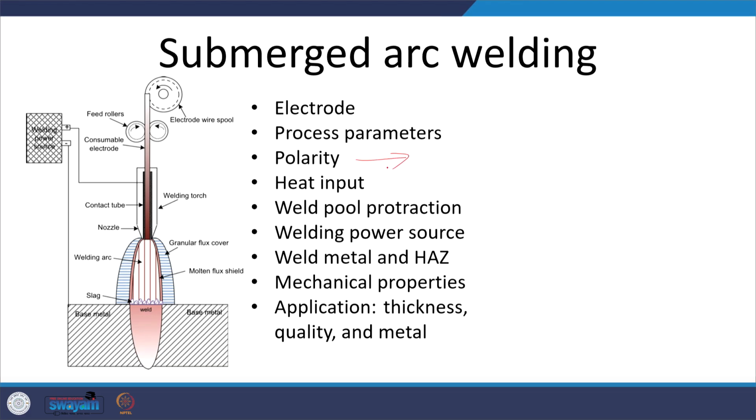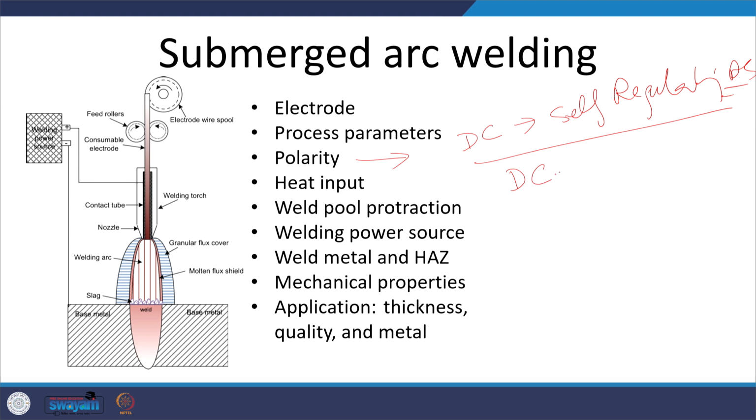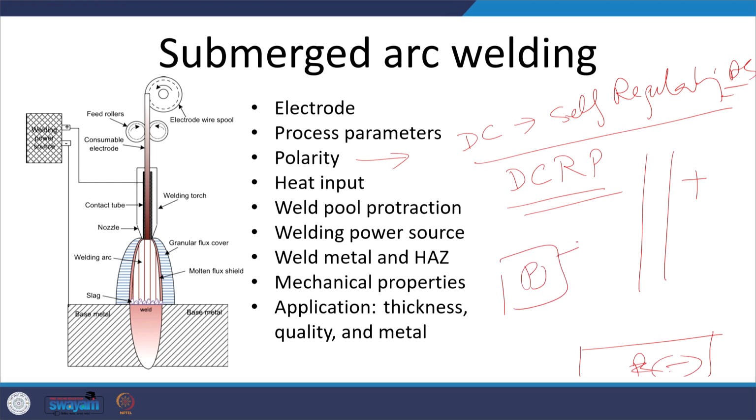Now, as far as the polarity is concerned, usually submerged arc welding is performed using DC, so that the advantage of the self regulating arc can be obtained. For realizing the self regulating arc, DCRP, reverse polarity, is used, where the electrode is connected to the positive terminal and the base metal is connected to the negative terminal. So, positive is connected to the electrode and negative is connected to the workpiece.